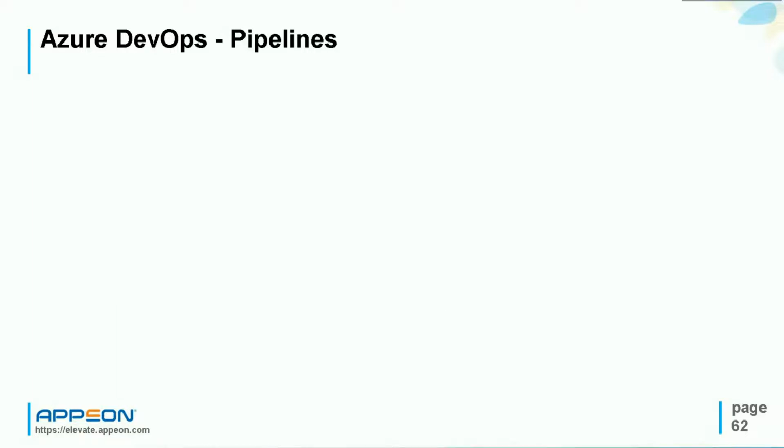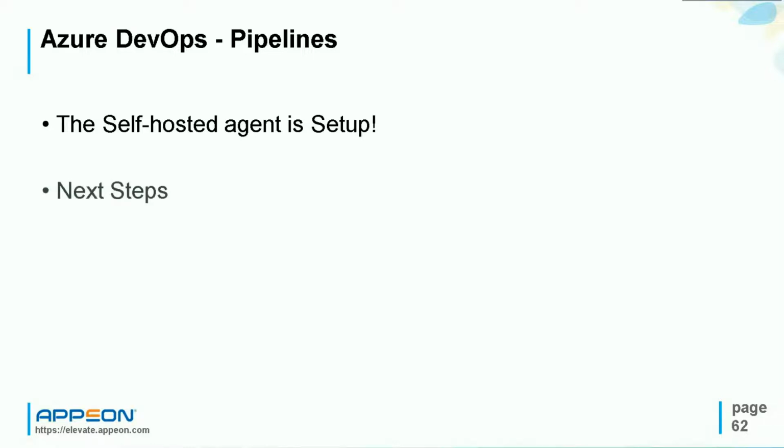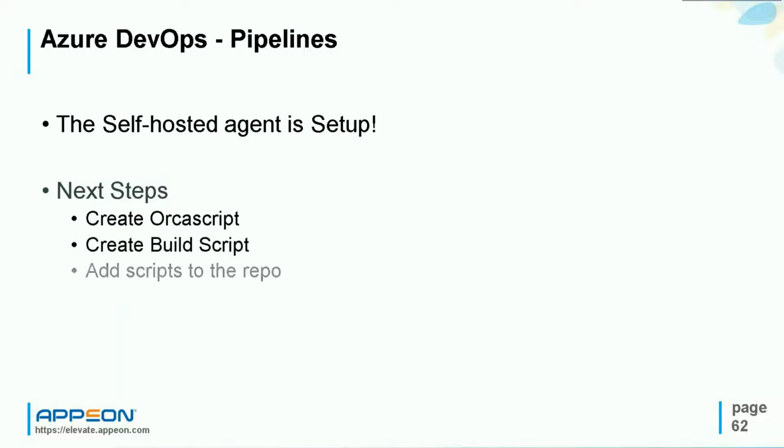Okay, so now I have my new self-hosted agent set up. I have AutoCompile installed, and now I just need to work on my scripts. I need an Orca script, I need a build script, I need to add those to the repo, and then the pipeline, in this case, is going to be defined by a YAML.